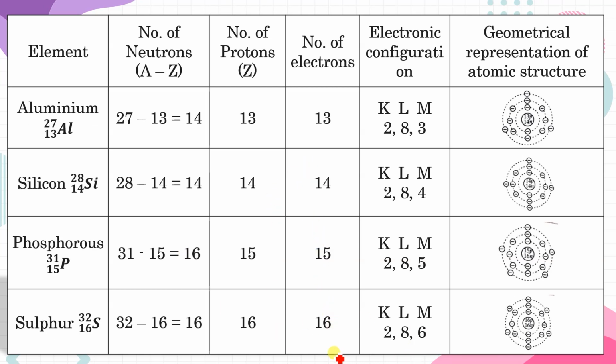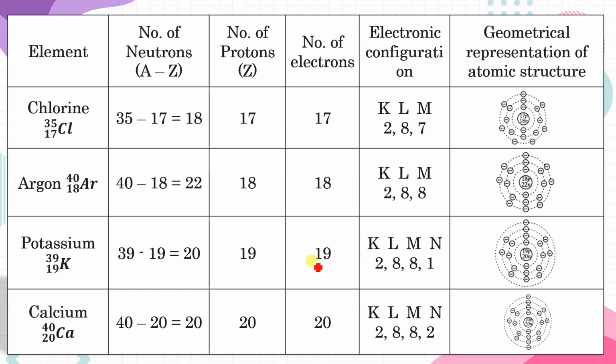Aluminium, silicon, phosphorus, sulfur we can do, and chlorine, argon, potassium, calcium. Let's see potassium. Potassium has atomic number 19, so protons will be 19 and electrons will also be 19. For neutrons, superscript minus subscript, 39 minus 19, is 20. The electronic configuration will be 2, 8, 8, and whatever is left goes in the N shell.